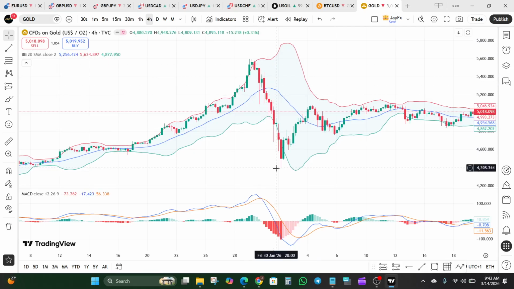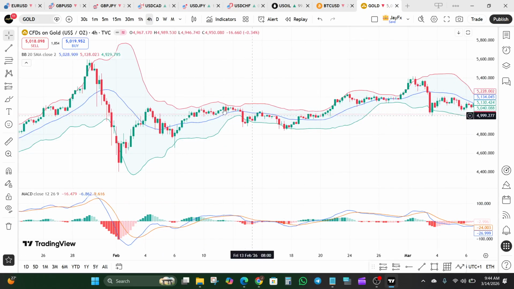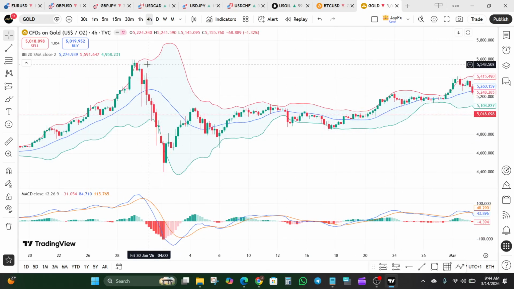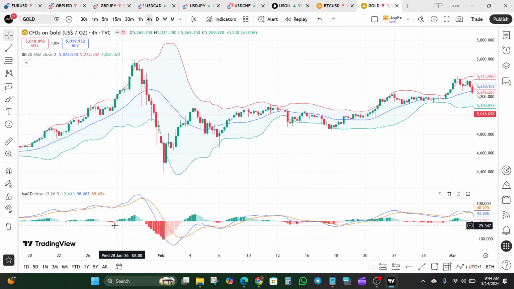The bands expand when market volatility increases, and then they contract, like what happened here, when the market volatility decreases. So traders often use Bollinger Bands to analyze volatility, price extremes, and potential reversal zones. When price approaches the upper band, it may suggest stronger buying pressure, while movement toward the lower band may indicate selling pressure. Now, MACD works differently, right?